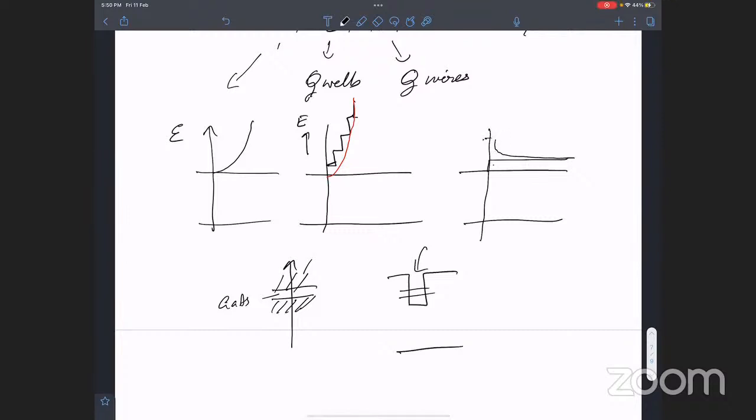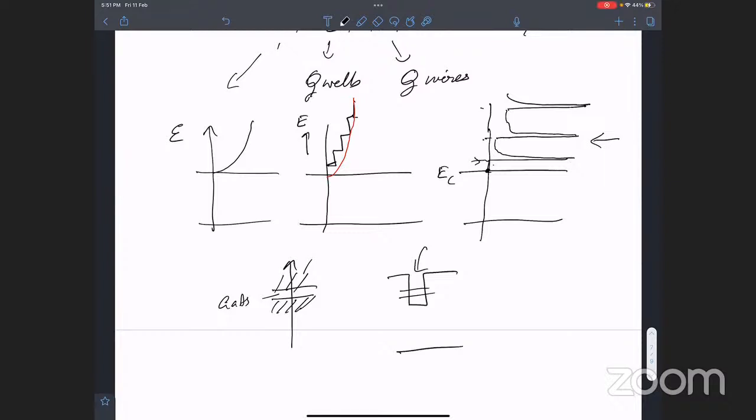Then when it hits EC plus 2E1, this is EC, right? So this is EC plus 2E1. Then when it hits EC plus 4E1, it's going to again go very high. Then again it's going to drop. And then once it hits some other value, again it's going to go very high. Again it's going to drop. So this is how the density of states is going to look like for a quantum wire.